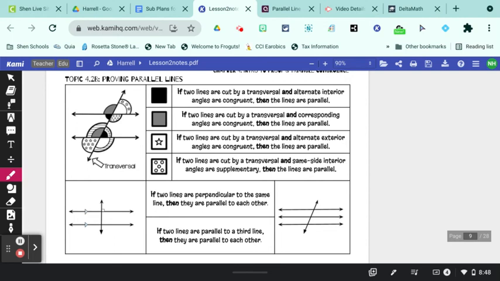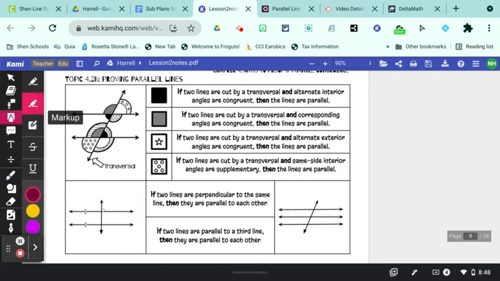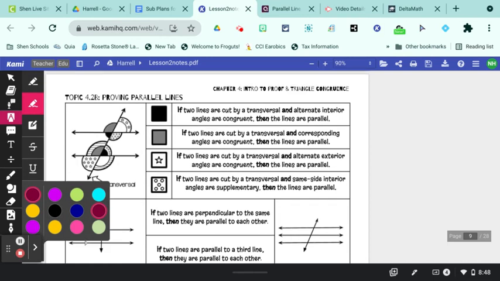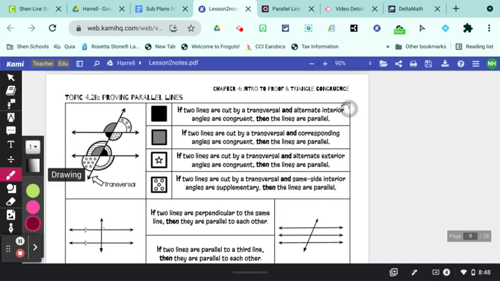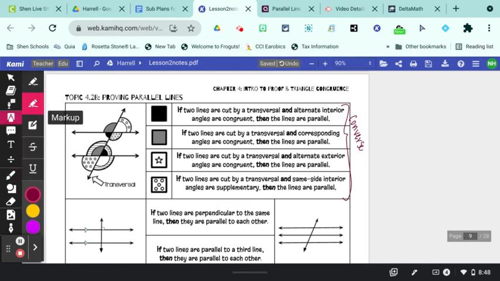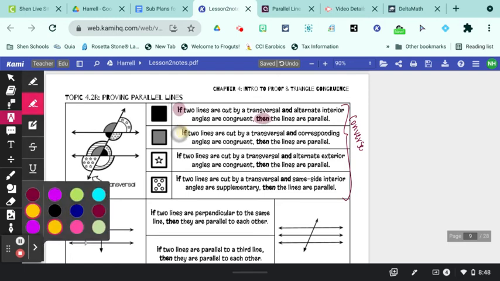Okay, the second part of this lesson is actually proving lines parallel. So these are all new note cards, but they will sound very familiar. We call these the converse. What that means is the if and the then are switched. So you'll see the if part and the then part in each of these is the same as before, but the if and the then part has flopped.